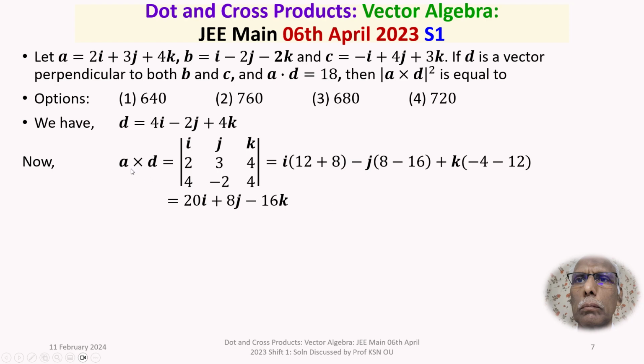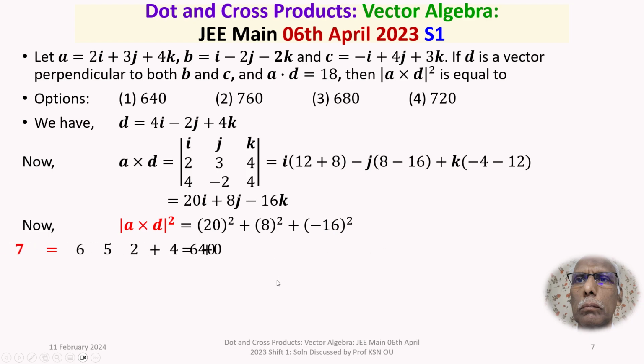Now take this A cross D, mod square, find out mod of A cross D square is equal to 20 square plus 8 square plus minus 16 square. That will be equal to 400 plus 64 plus 256. When added, you will get 720. So the answer for mod of A cross D square is 720, and this appears against option 4. So option 4 is here.